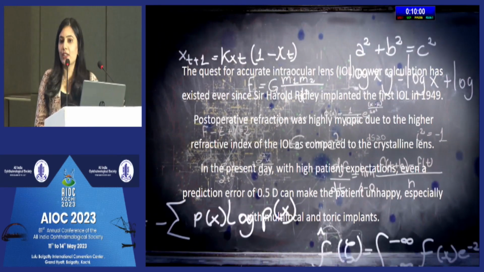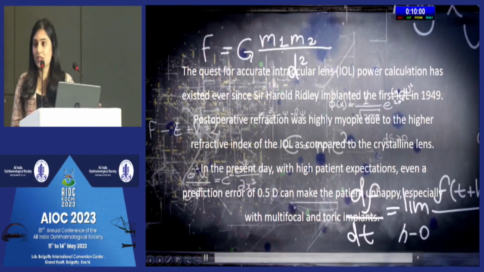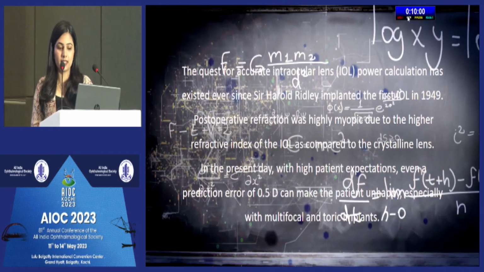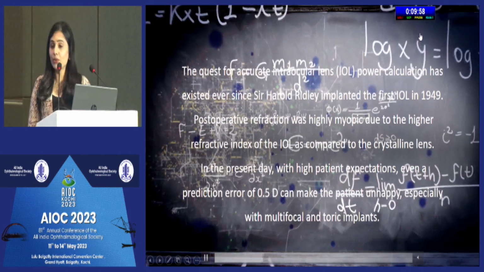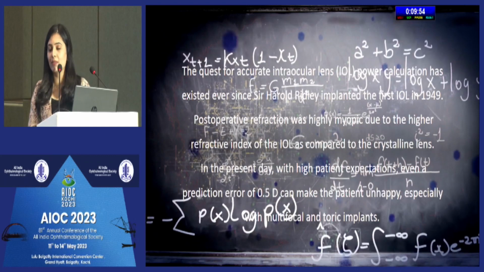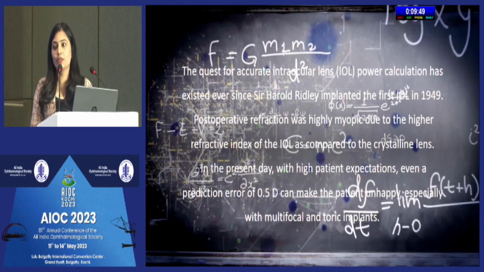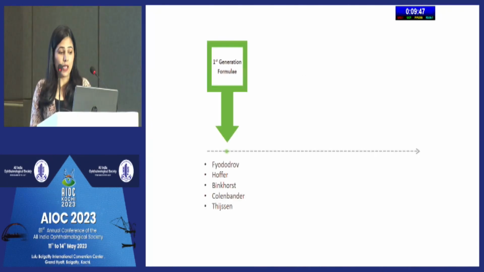The quest for accurate IOL calculation has been there since the first IOL was implanted by Dr. Harold Ridley in 1949. Today, as sir said, cataract surgery is not just cataract surgery. It has become a refractive surgery, where the patient expects the post-operative outcome to be between plus and minus 0.5.